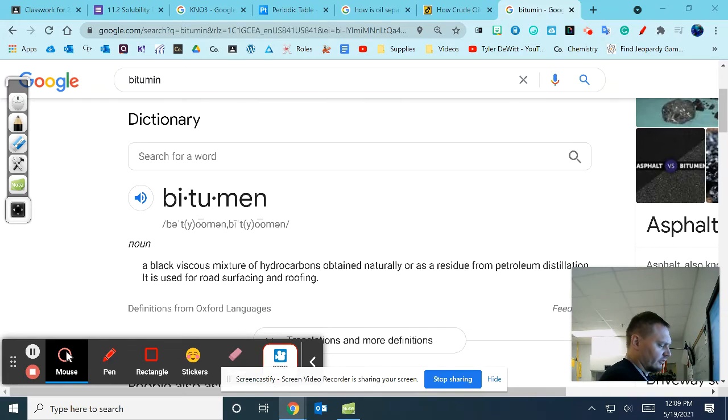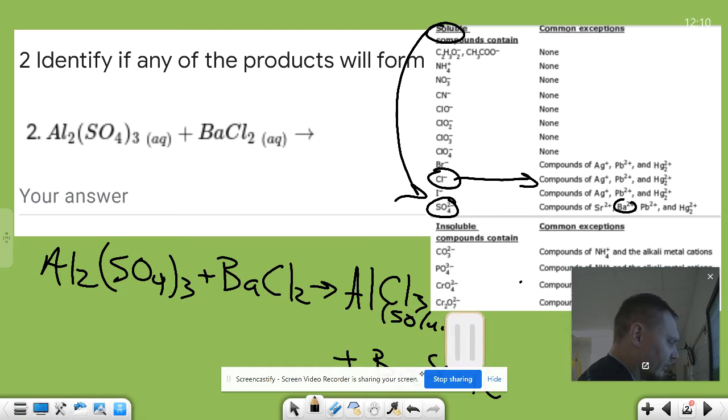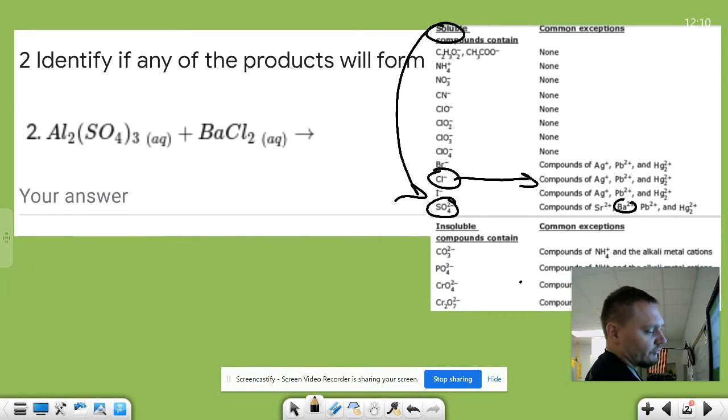Hey, good morning. We're going to take a look at solubility here. My camera is a little bit in the way, but we'll work with this. All right, so we're taking a little bit of a screenshot here.